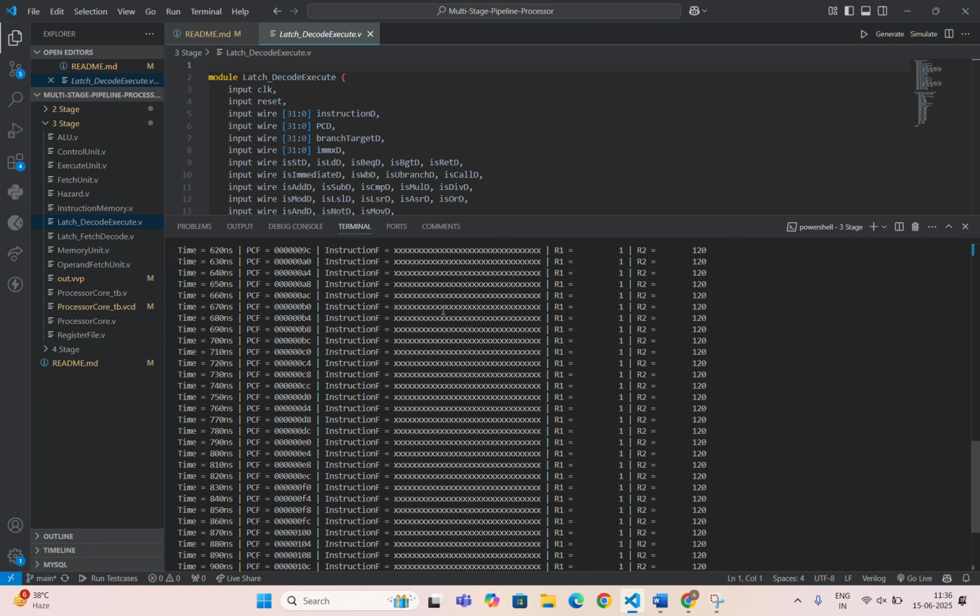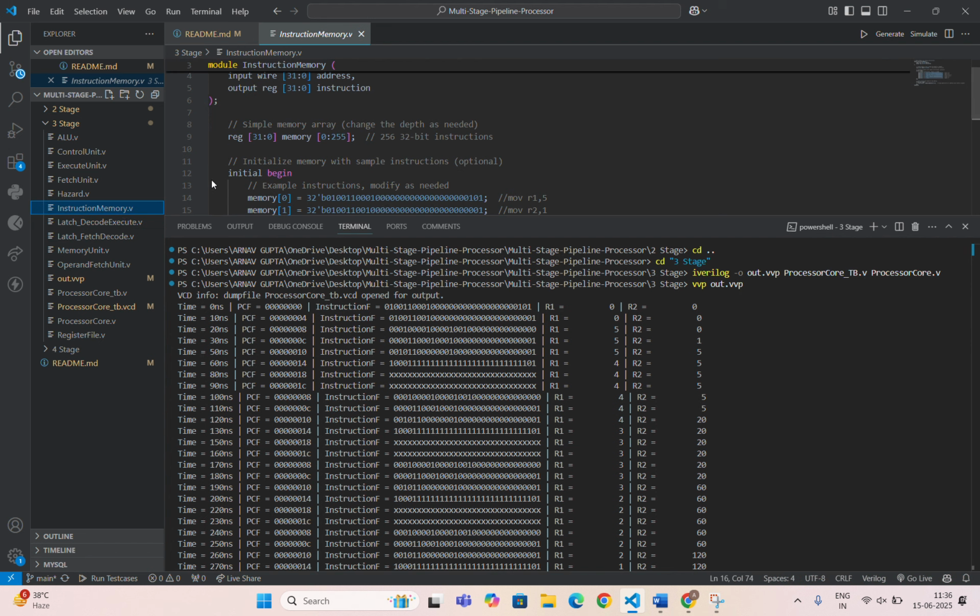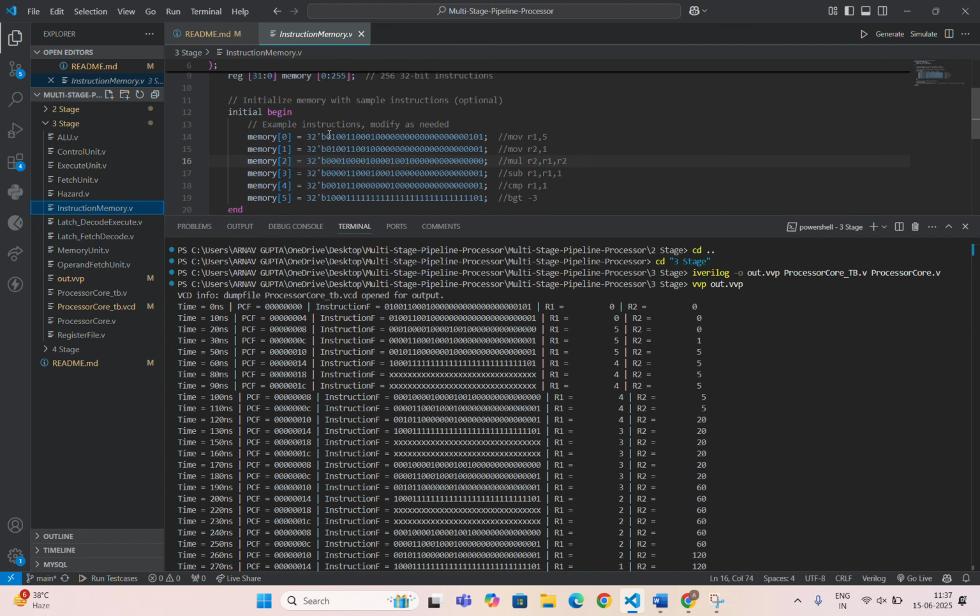So as you can see, this is the demonstration of the 3-stage pipeline processor. In this, what is happening? Again, I will open the instruction memory. So as you can see, this is the first instruction. These are the same instructions which I have already described. At t equals 0, the first instruction is in the instruction fetch stage, and both the registers have 0 value.